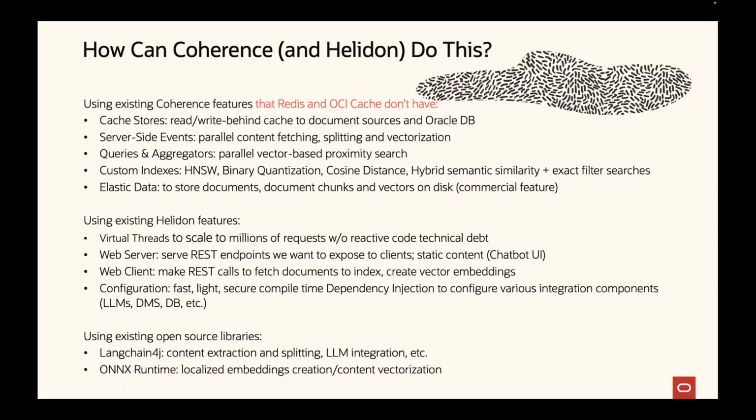The other aspect is we can store the document chunks and vectors on disk as well using a feature called elastic data. With Helidon, we leverage virtual threads so that we could highly scale out to millions of requests without reactive coding. That's a technical debt. We can use Helidon as the web server, as the web client, and also to simplify the configuration. Also, in the RAG solution, we leverage the integration with LangChain4j, and we also leverage Onyx runtime that runs the vector embedding model.